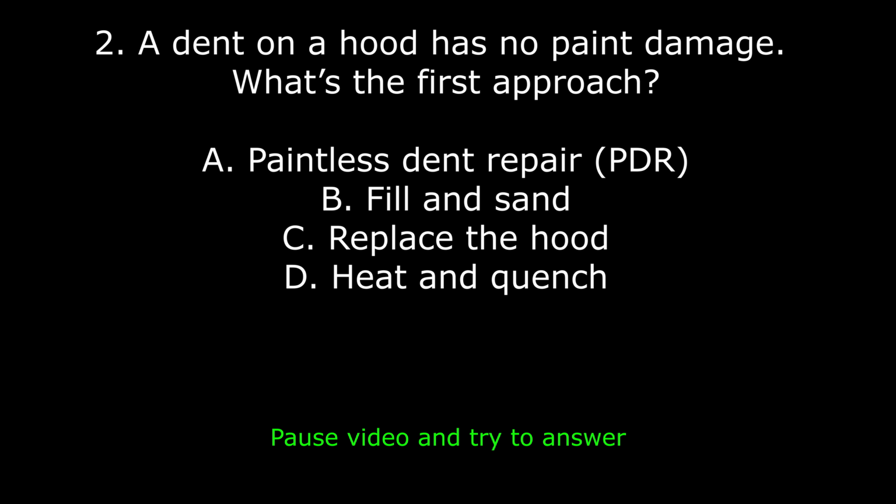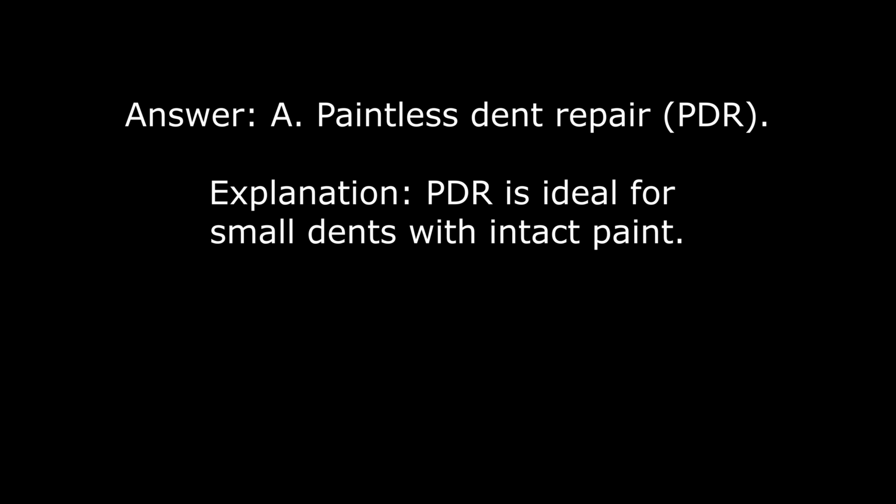2. A dent on a hood has no paint damage. What's the first approach? A. Paintless dent repair, PDR. B. Fill and sand. C. Replace the hood. D. Heat and quench. Answer A. Paintless dent repair, PDR. Explanation: PDR is ideal for small dents with intact paint.